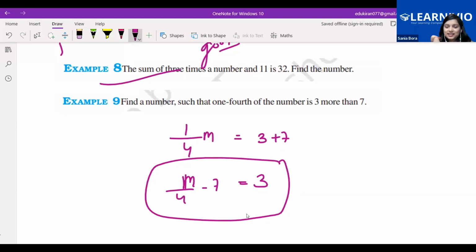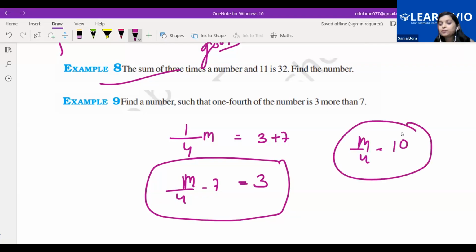Oh, yes, ma'am. So that means m upon 4 equal to 10. But instead of writing it like this, if you do this, then you'll simply solve it and it would be this, right? But ma'am, if you match this with the statement, is it the same? No, there's no mention of 10 and you have written 10 here. So that's why we write it like this.